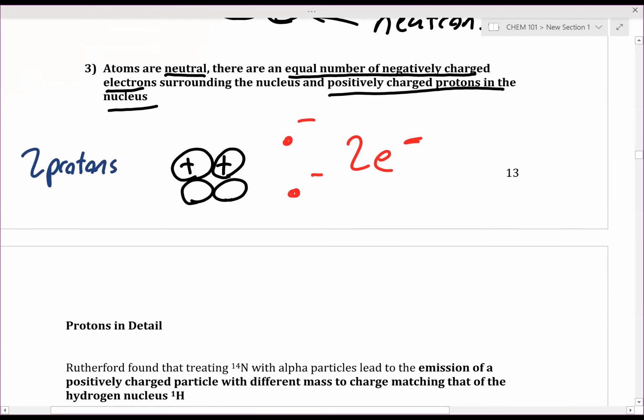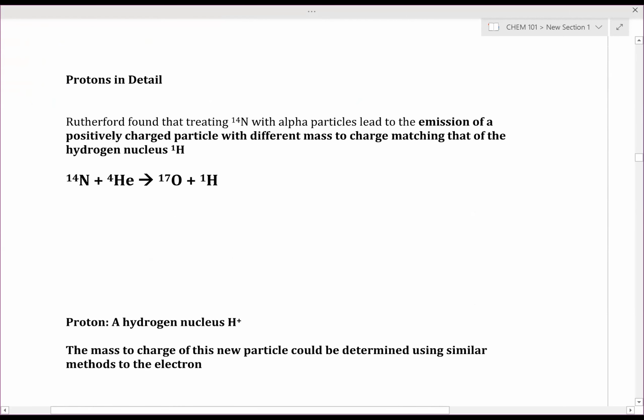Any questions before we move on and start discussing protons and neutrons in detail? Is everyone comfortable with the Rutherford model and how it functions? Okay. So let's talk a little bit about protons.